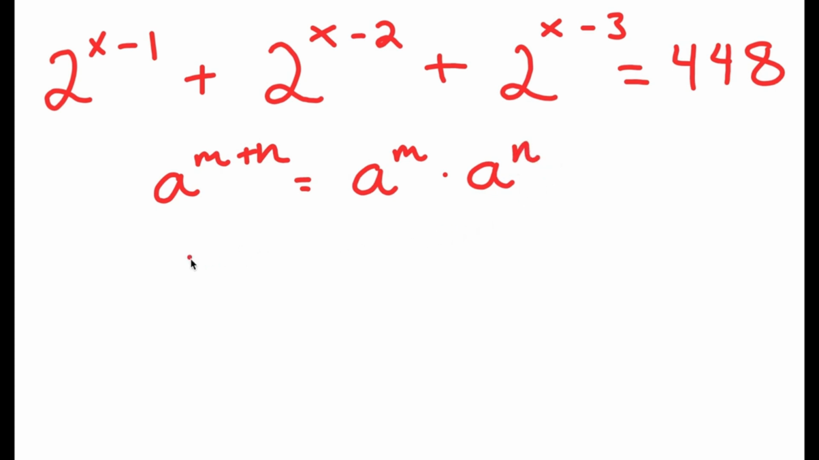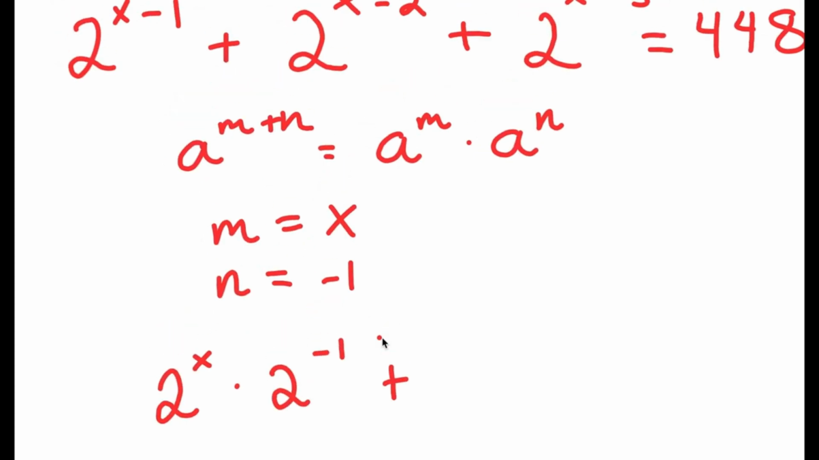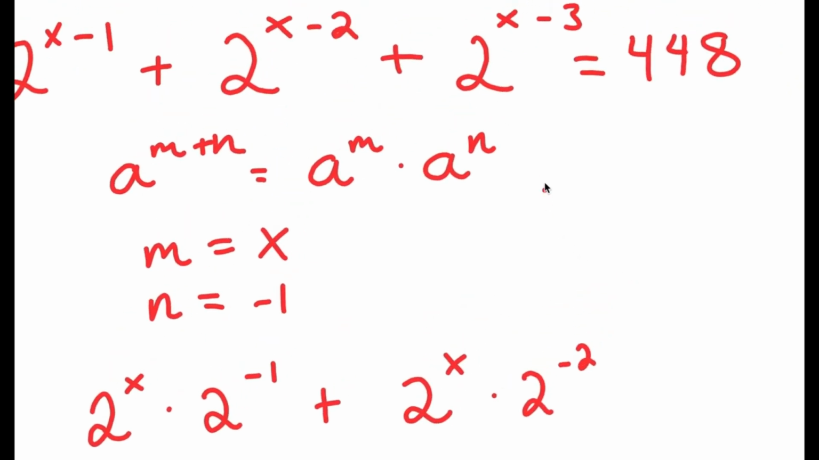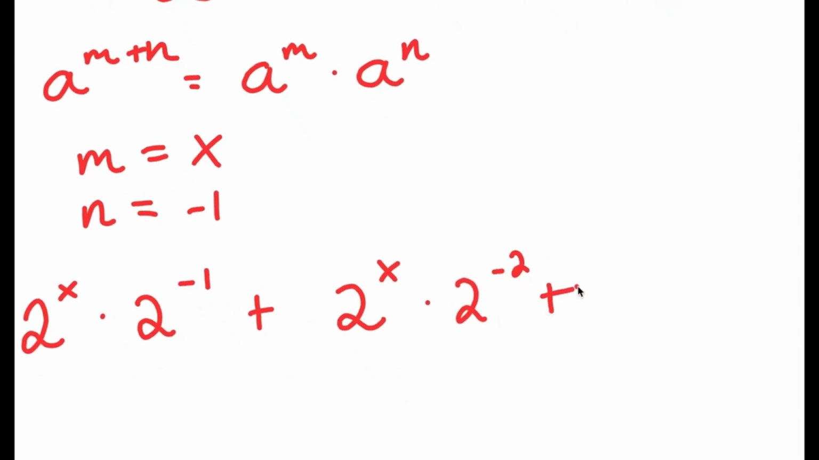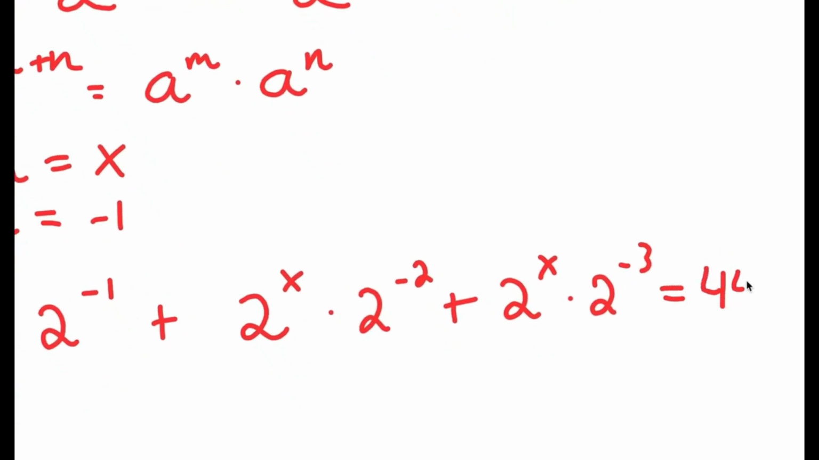So in this case, m is equal to x, and n is equal to negative 1 for 2 to the power of x minus 1. So that's going to turn into 2 to the power of x times 2 to the power of negative 1. Now I have this plus 2 to the power of x minus 2. That's going to equal 2 to the power of x times 2 to the power of negative 2. And 2 to the power of x minus 3, that's going to equal 2 to the power of x times 2 to the power of negative 3. Now I have this is equal to 448.